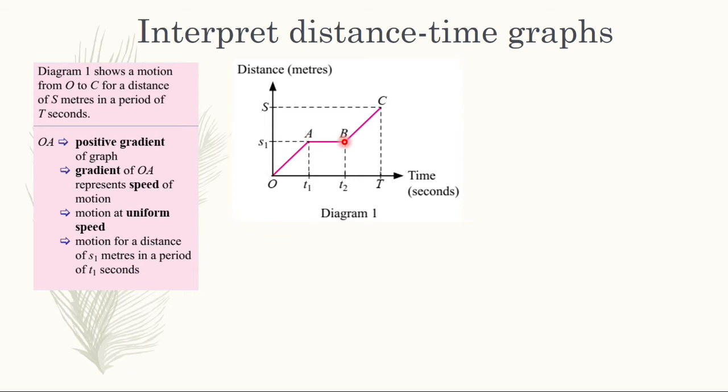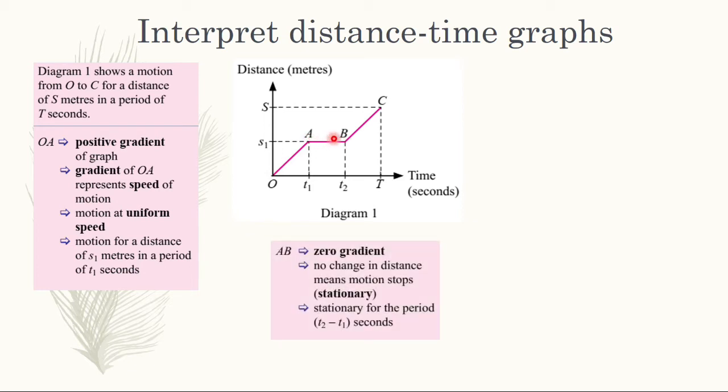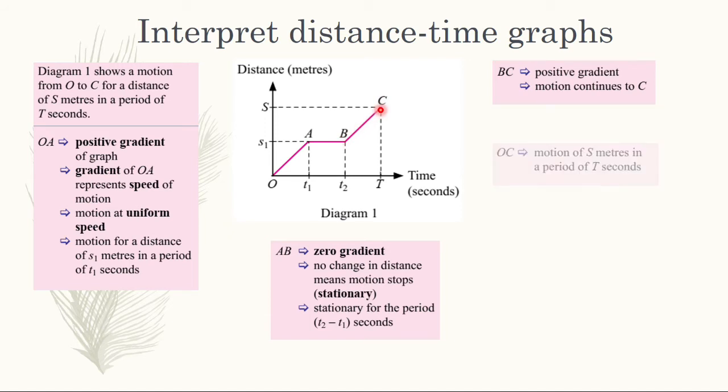Now we look at the second line, AB. AB is a horizontal straight line. It means zero gradient, no gradient at all, meaning that there's no change in distance. So it is stationary. The motion stops. The period is from t1 to t2 seconds, so the time is t2 minus t1. Then we look at the third line, line BC. Same, it is a positive gradient. The motion continues to C. So to interpret the whole graph from O to C, it means a motion of S meters in a period of t seconds.